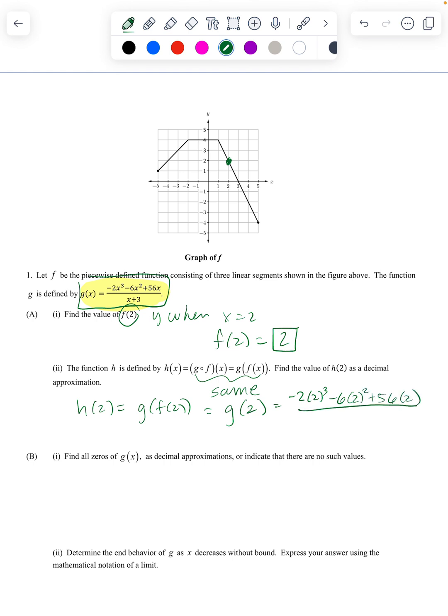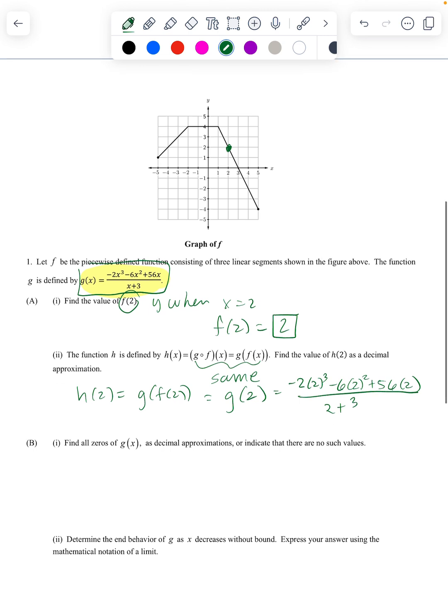And I'm showing my steps because it's an FRQ. And then be really careful when you go to do that on your calculator. Take it step by step so that you end up where you want to be. And then it says find the value as a decimal approximation. So my answer is 14.4. Don't leave it as a fraction if it says to put your answer as a decimal. And don't leave it as a decimal if it says to write it as a fraction.